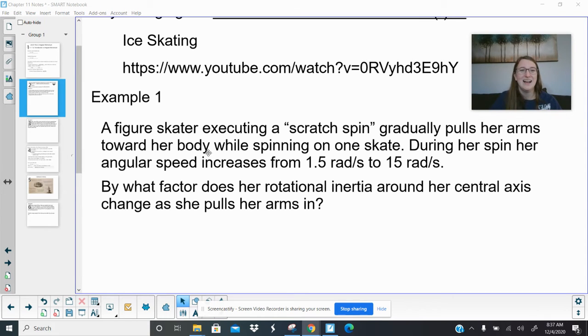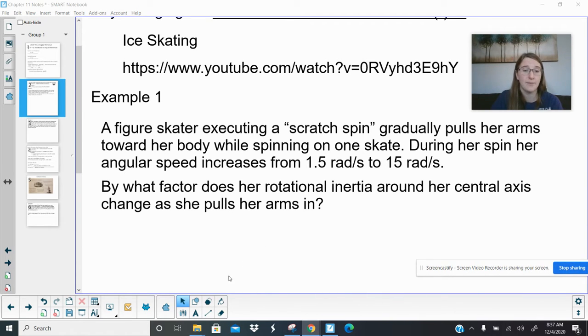So we have a figure skater executing a scratch spin, which is where she gradually pulls her arms in while spinning on one skate. During her spin, her momentum changes because her speed changes. Her angular speed increases from 1.5 radians per second to 15 radians per second. As you saw, they spin really fast when they bring their arms and legs in like that.